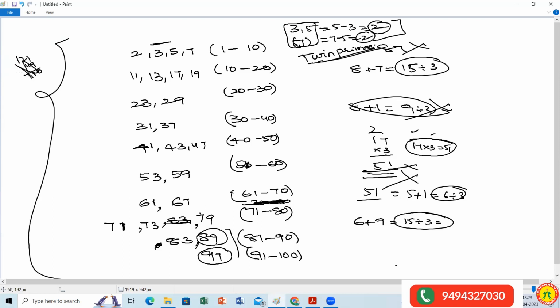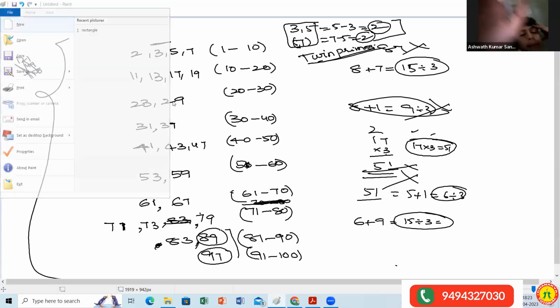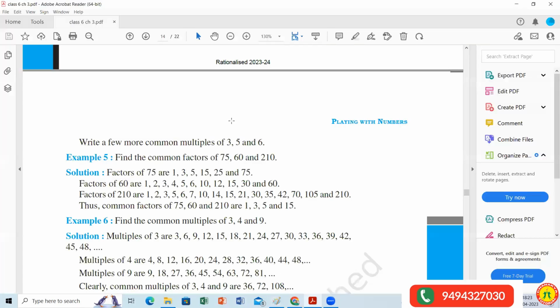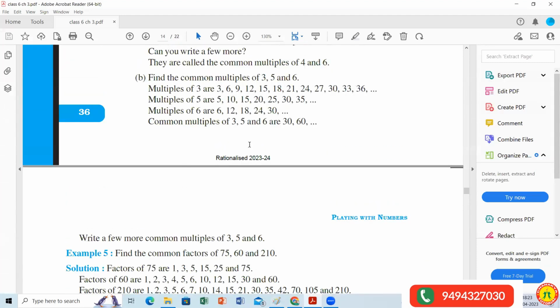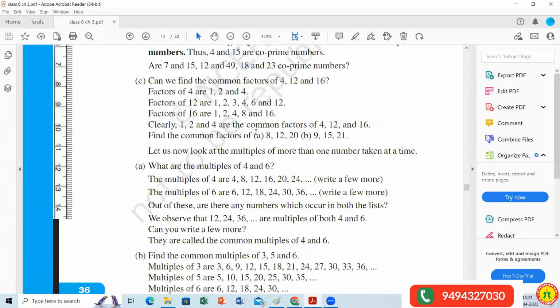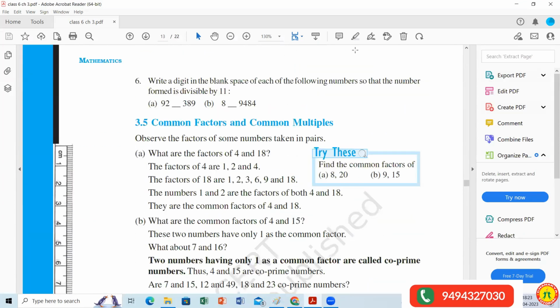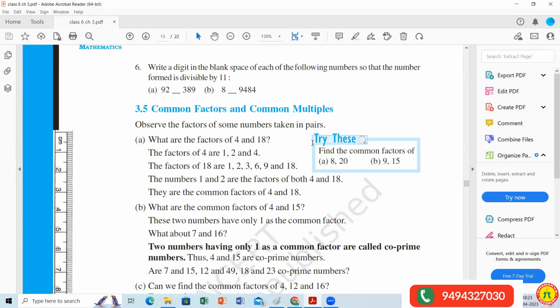Right, children. Shall we move to the next part? Yes, ma'am. Now, today I told you first we are going with LCM. LCM can be done in different methods, children. We have multiple methods for finding LCM and HCF. First, we are going with the common factors and common multiples. Common, the word common.